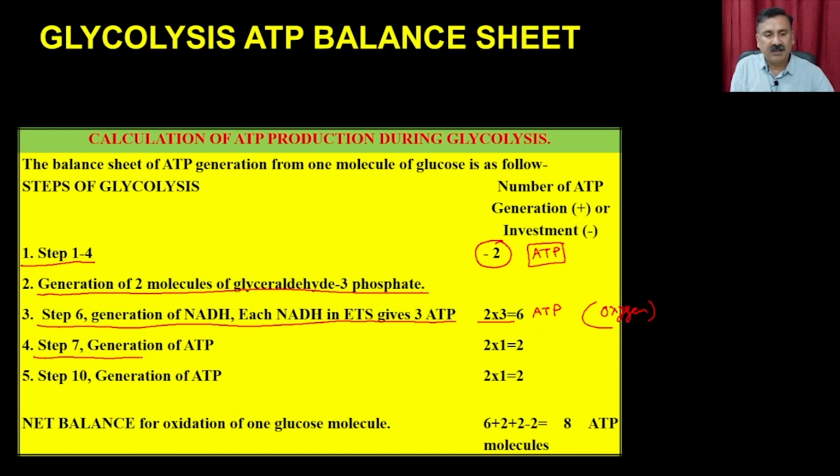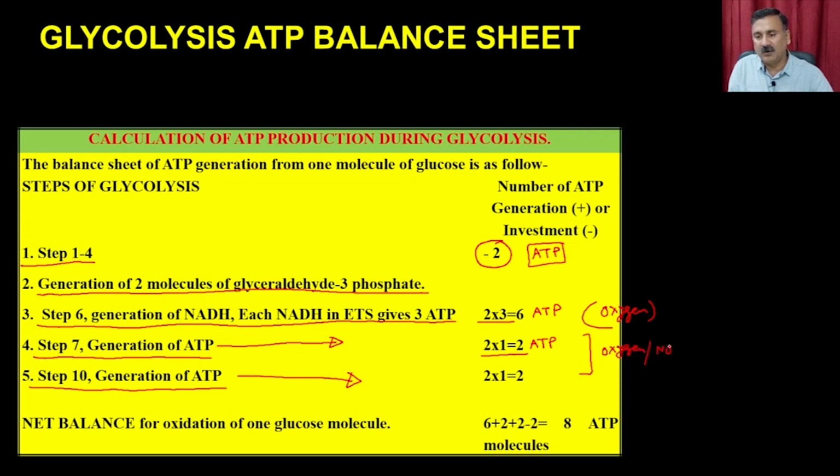Then in step number 7, you are generating the ATP. So 2 molecules of ATP you are going to generate, right? And in step number 10, you are going to generate another molecule of ATP. So this is irrespective of the oxygen. Whether the oxygen is present or not present, these ATP are going to be produced. So you are going to have another 2 molecules of ATP.